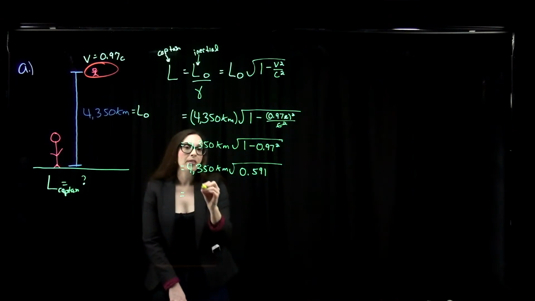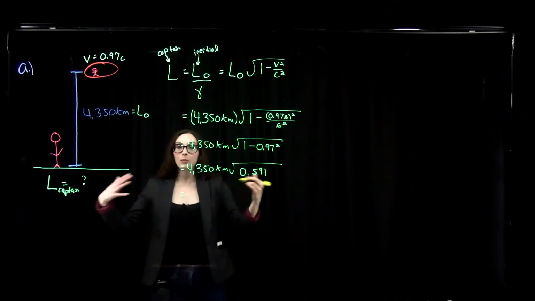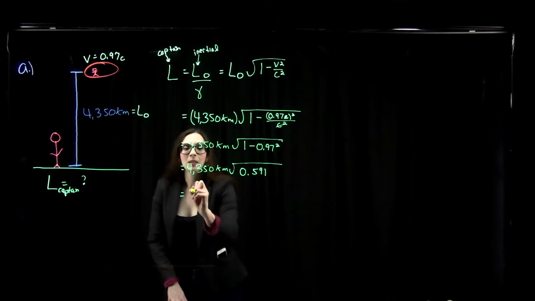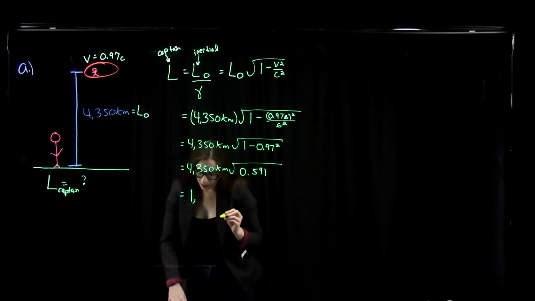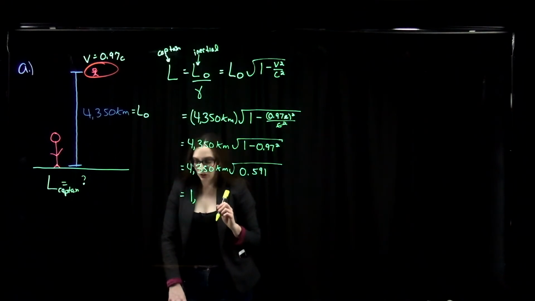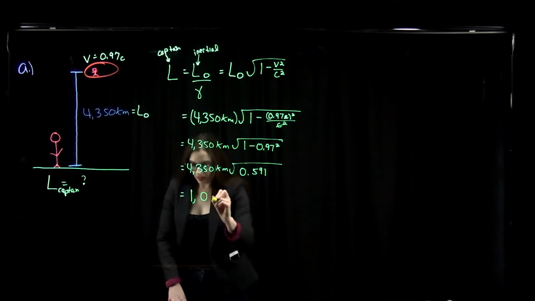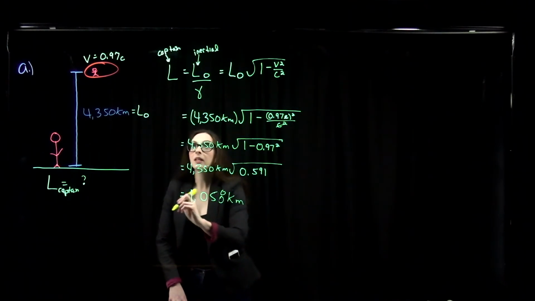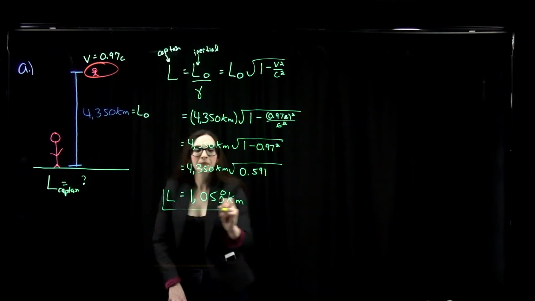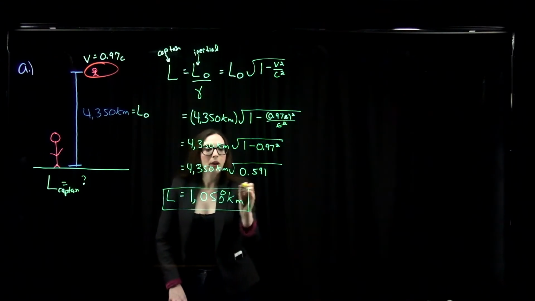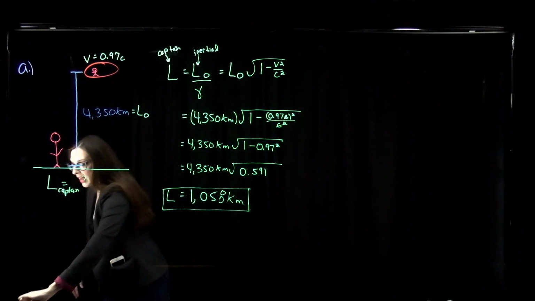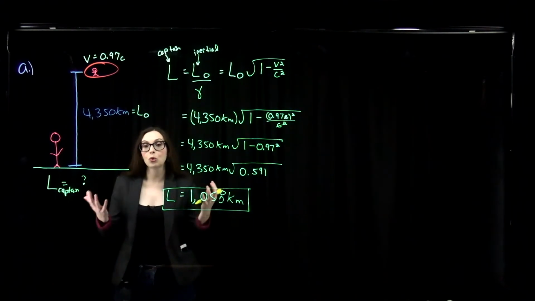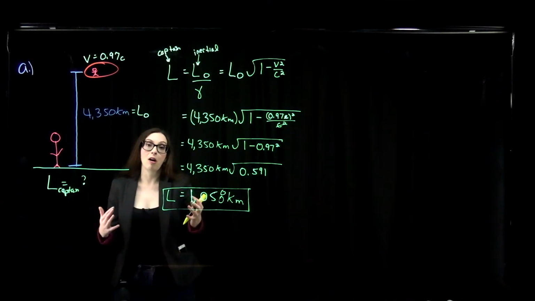So we take 4,350 kilometers times the square root of 0.591, and we find that the distance to the ground as measured by our spaceship's captain is 1,058 kilometers. So this is length contraction. The person who is traveling at very close to the speed of light is going to observe distances to be much shorter than they actually are.